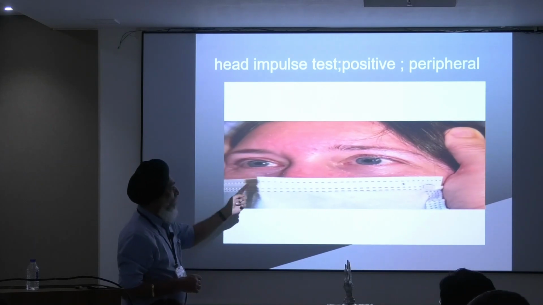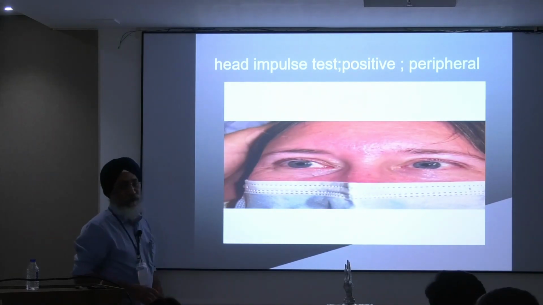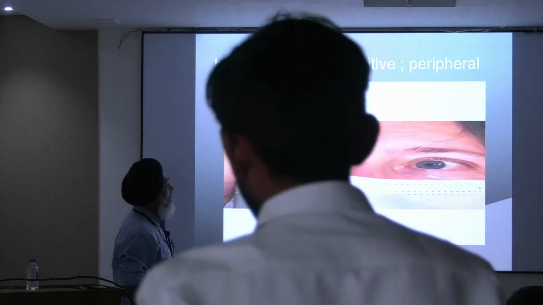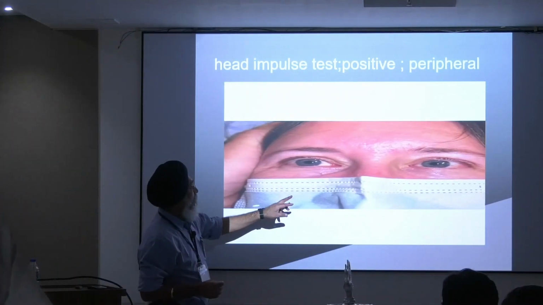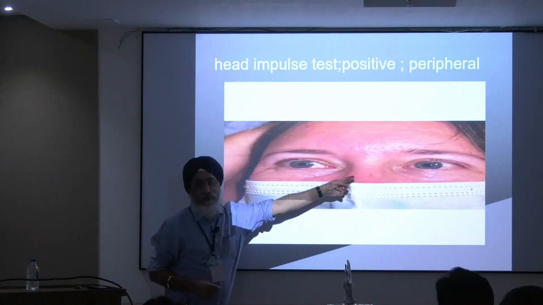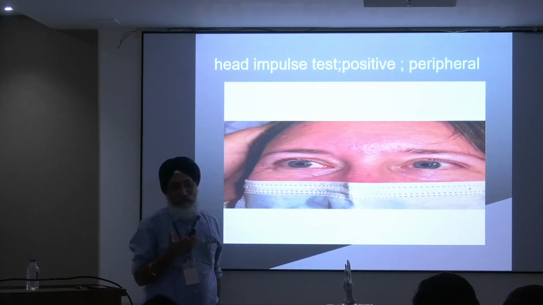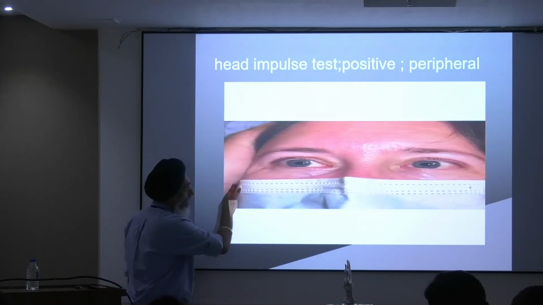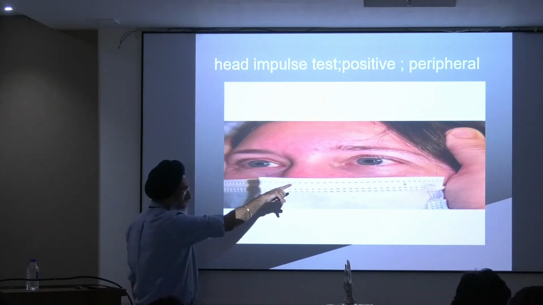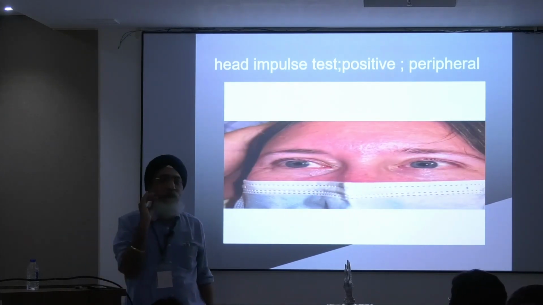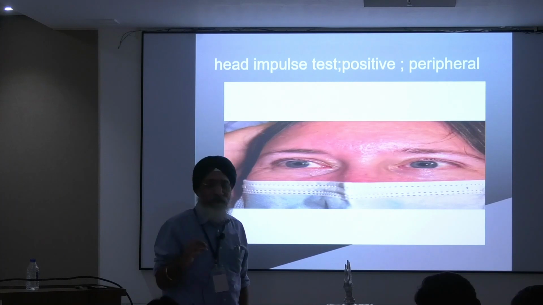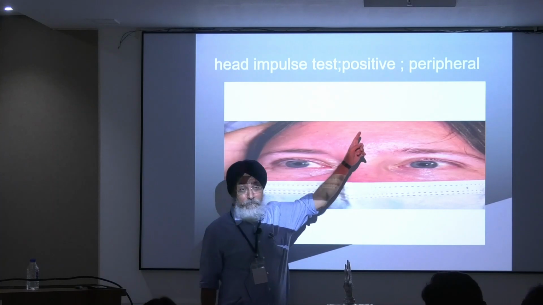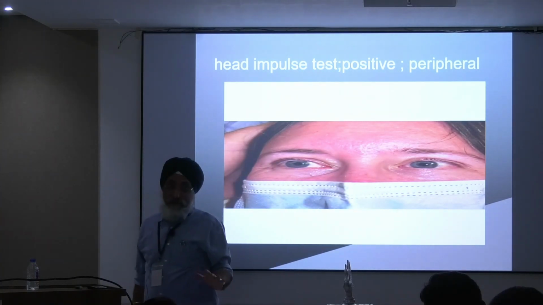Now when the head is moved here, there is a corrective phase coming. The head is turned to the right, there is a corrective saccade. I hope you are getting it. Turning the head to the right, there is a corrective phase to the left. There it is. That is a positive head impulse test, and that is suggestive of an abnormal vestibular system. So a positive head impulse test is a sign of peripheral vestibular disease.